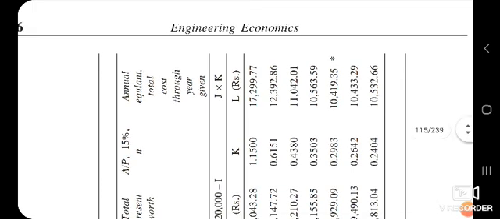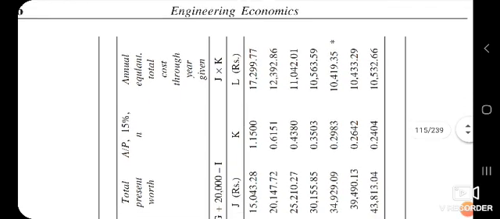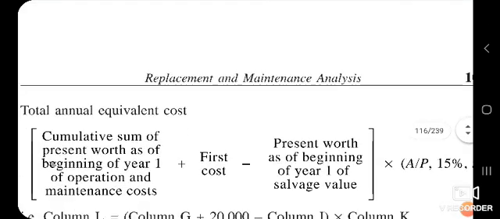Again, the same thing you're going to do: keep on filling the table till you get a value that has decreased, and it will be increasing gradually in the next slot. Okay, so you have to stop wherever it decreased. Okay, so that will be the economic life.